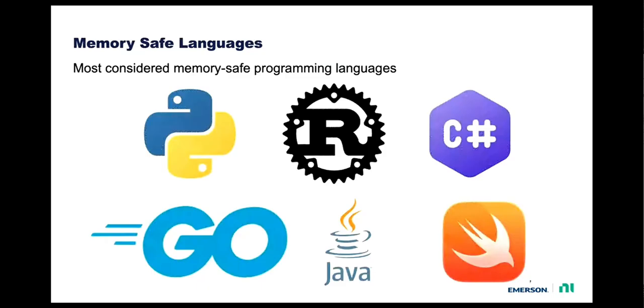So there are a few additional languages, some a little more niche, some a little older, but these are the 6 most commonly considered memory safe languages. If you don't recognize the icons, we're talking about Python, Rust, C#, Go, Java, and Swift. Mostly the NSA has put out a list, and these are the languages on their list as default languages for being memory safe.